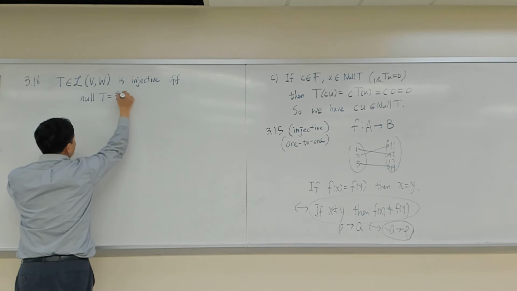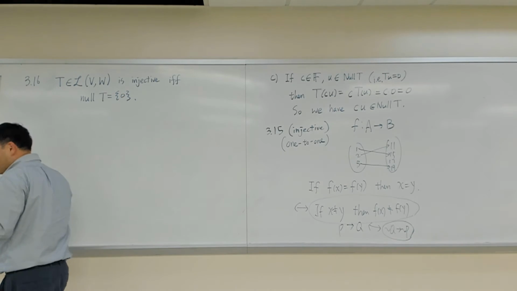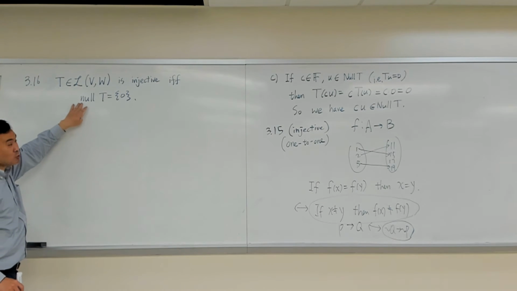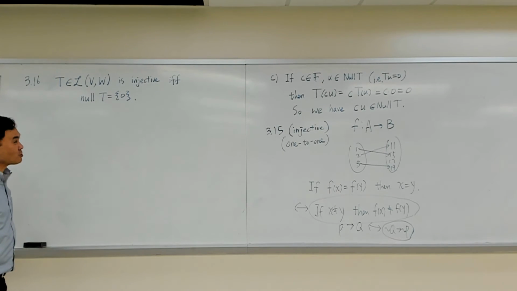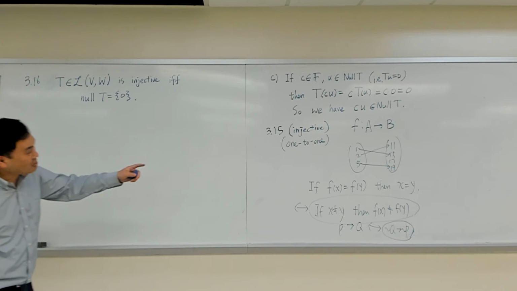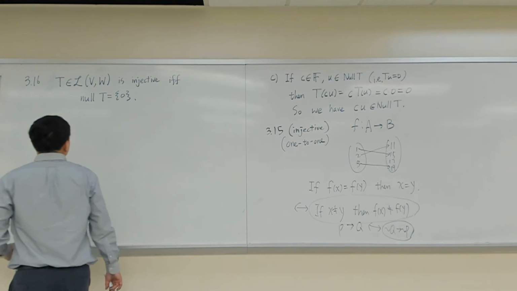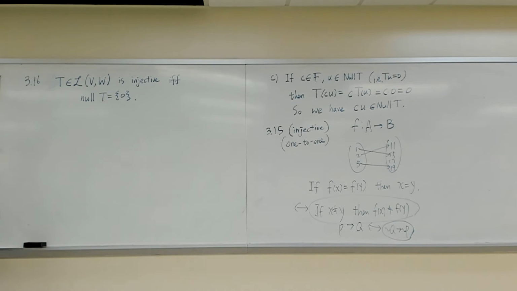equals 0. Okay. Sorry, I've been writing capital N, but I just realized that probably the textbook has lowercase n. So forgive me for switching from capital N to lowercase null. All right, so proof.